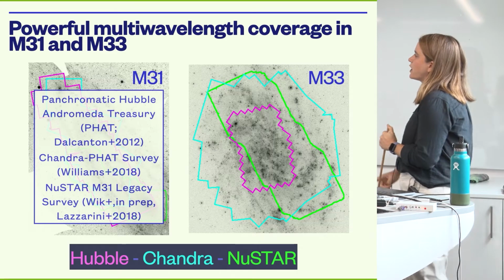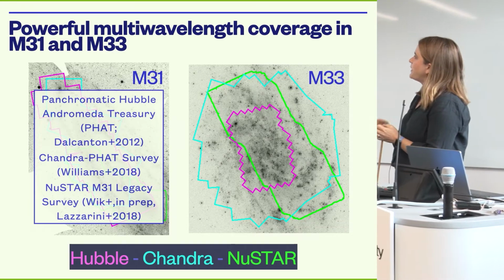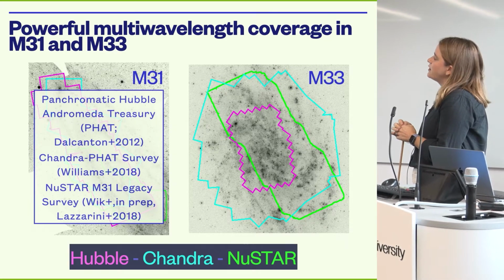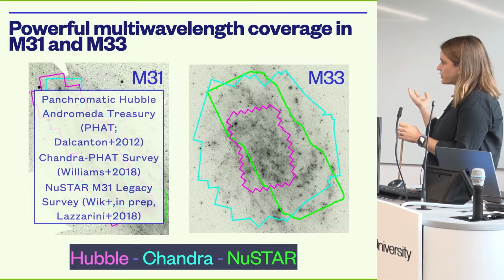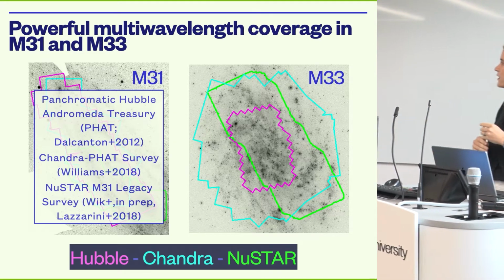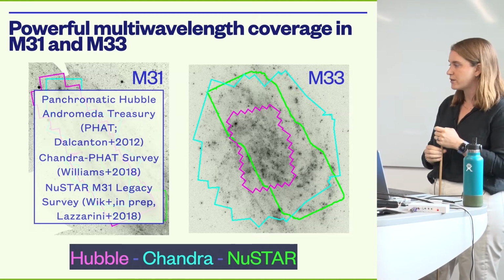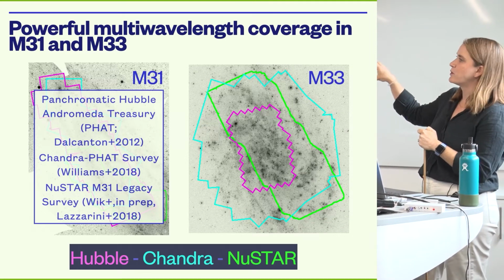And just for people who might want to look up the specific data sets that I'm using. So in M31, we're using the PHAT survey, which is the Panchromatic Hubble Andromeda Treasury, the Chandra PHAT survey, which is a Chandra survey designed to overlap with PHAT, and then the NuSTAR M31 legacy survey, which covers the bulge and then part of the disk.